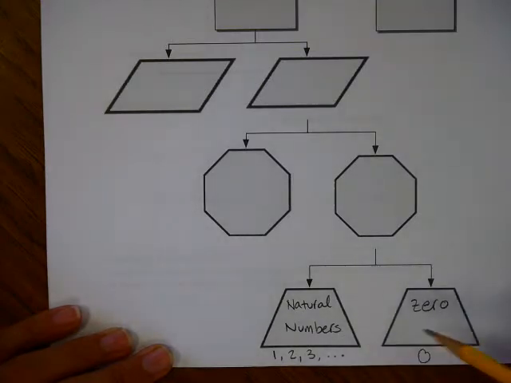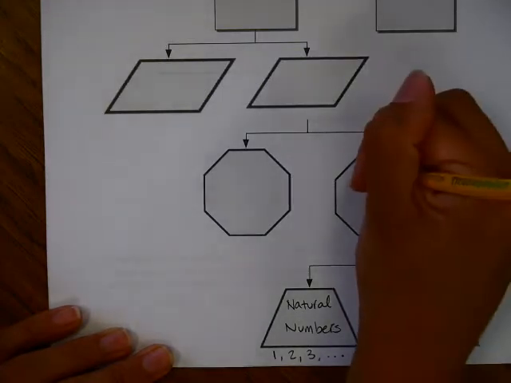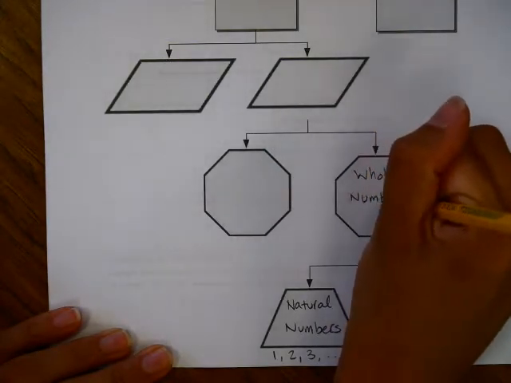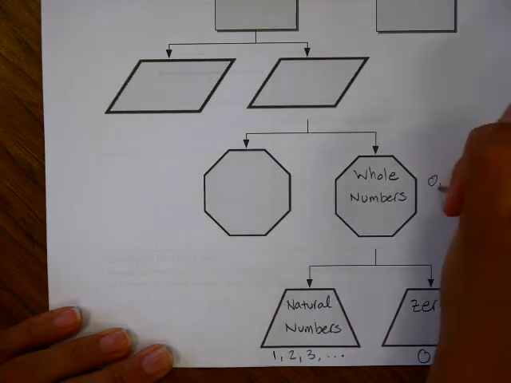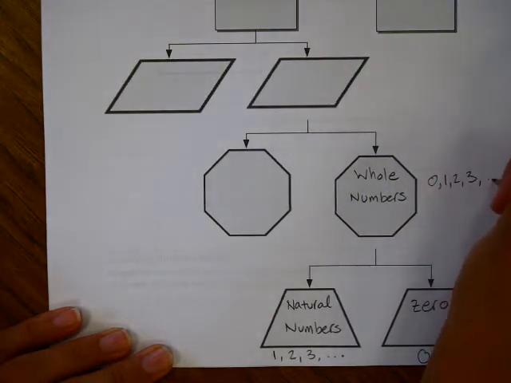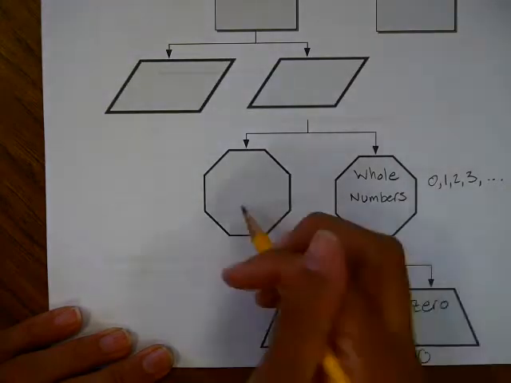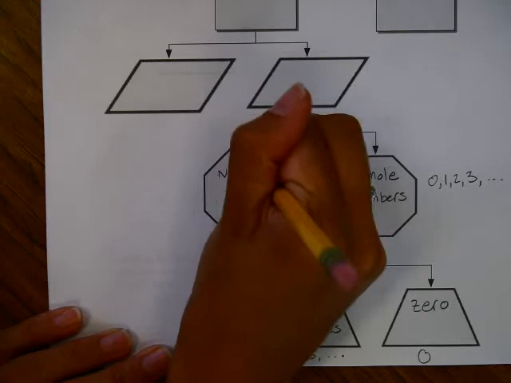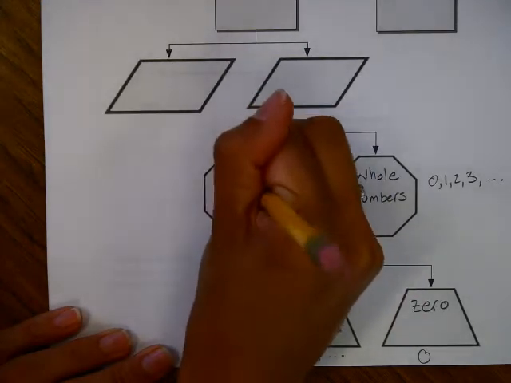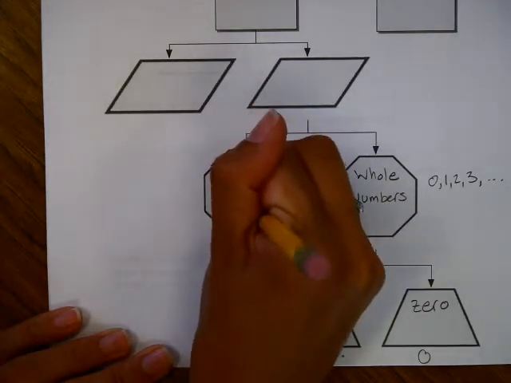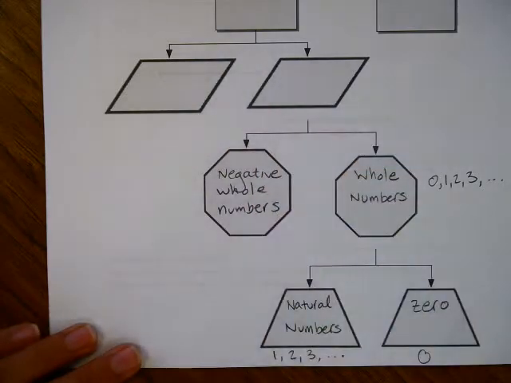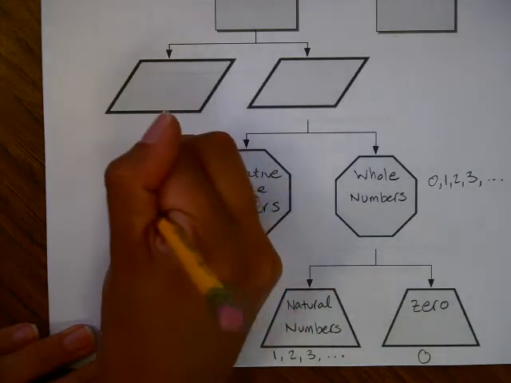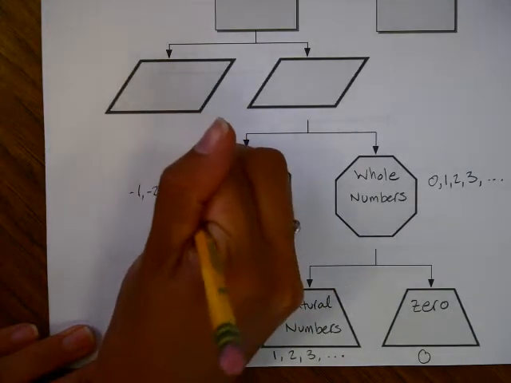When you put the natural numbers and 0 together, this is what we call our whole numbers. 0, 1, 2, and 3. And guess what the opposite of that is? Negative whole numbers. So it doesn't include 0, but we have -1, -2, -3, and so on.